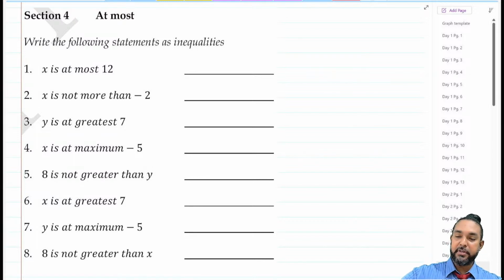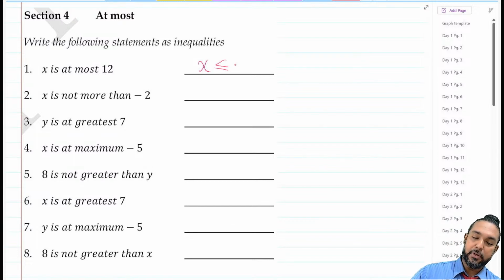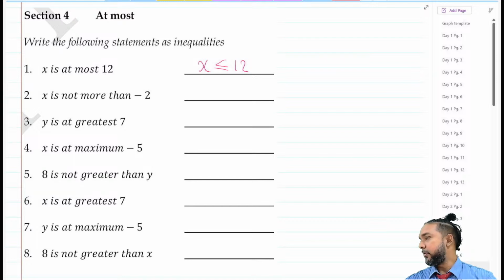Right. So in this first case here, x is at most 12. So at most means x could be 12 or it could be less than 12. So it could be less than or equal to 12. Paper 3. I don't have any paper 3 videos, sorry. I was supposed to record some stuff in the Christmas break, but that didn't get done. I'm not sure what to tell you to look in, but it should be available on YouTube.